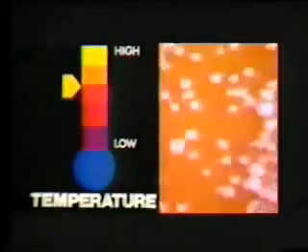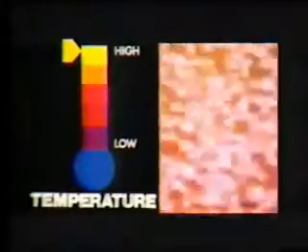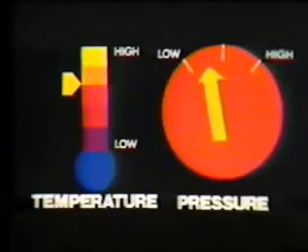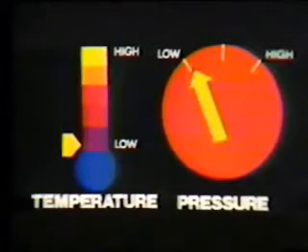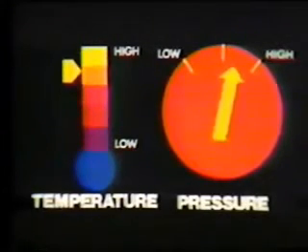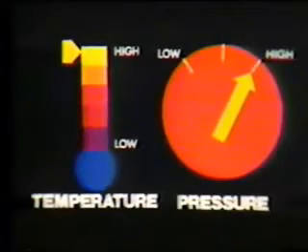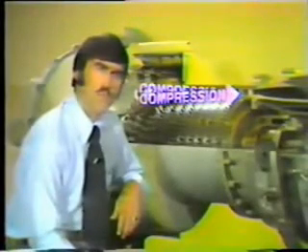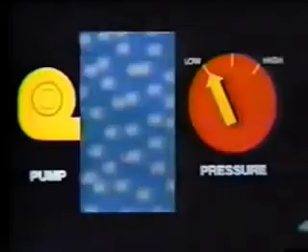Since temperature is a measure of molecular motion, if we add heat to a container of air, the molecules move faster. Heat energy is transferred to energy of motion. But when air molecules move faster, they exert greater pressure. So temperature and pressure are closely related. In fact, for each increase in temperature, there is a corresponding increase in pressure.